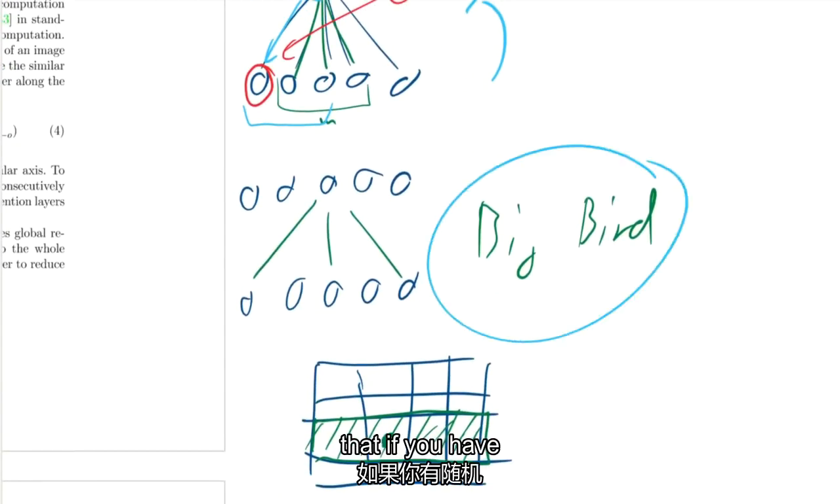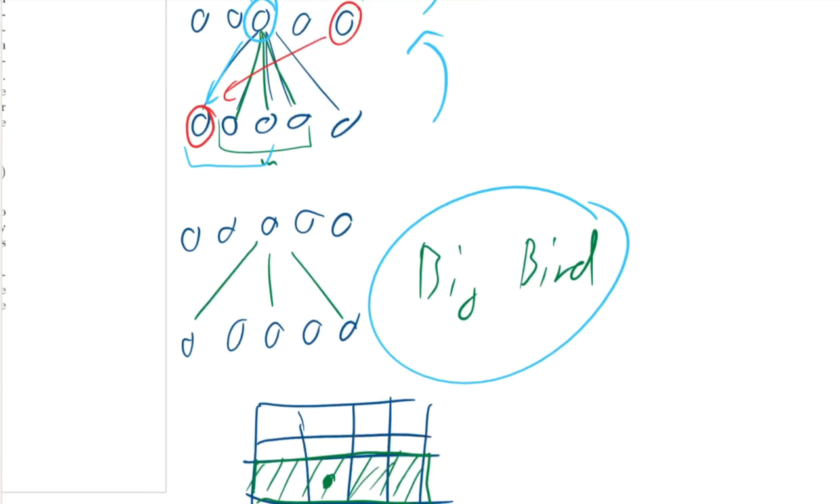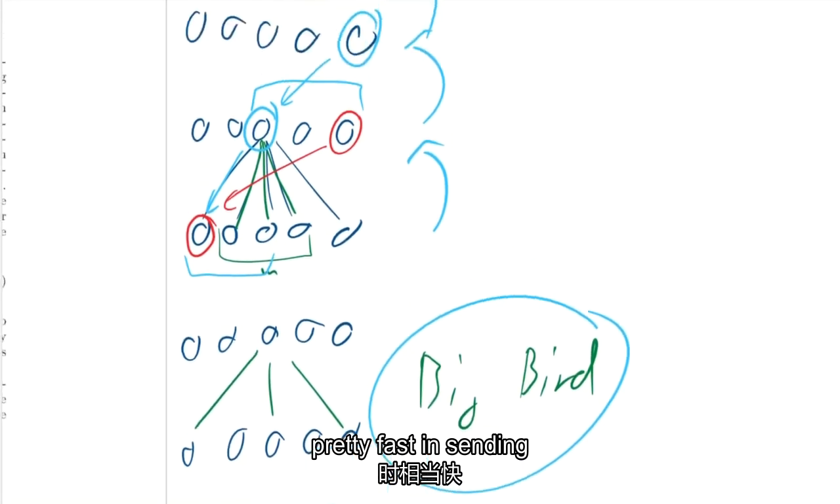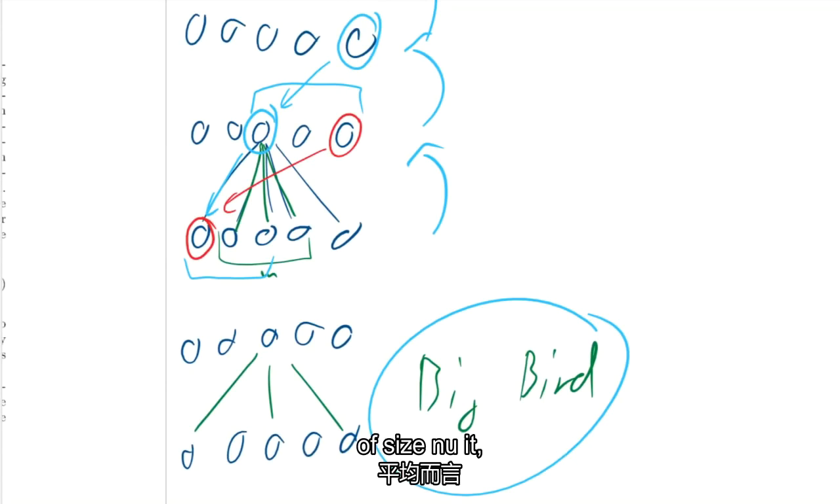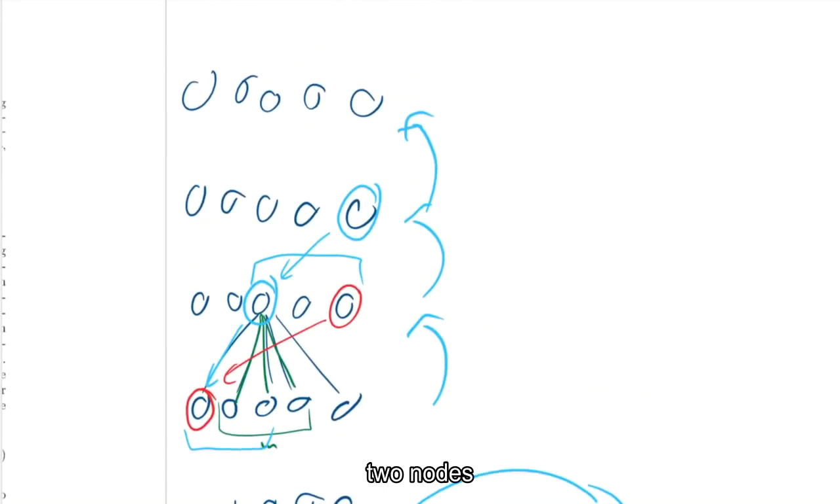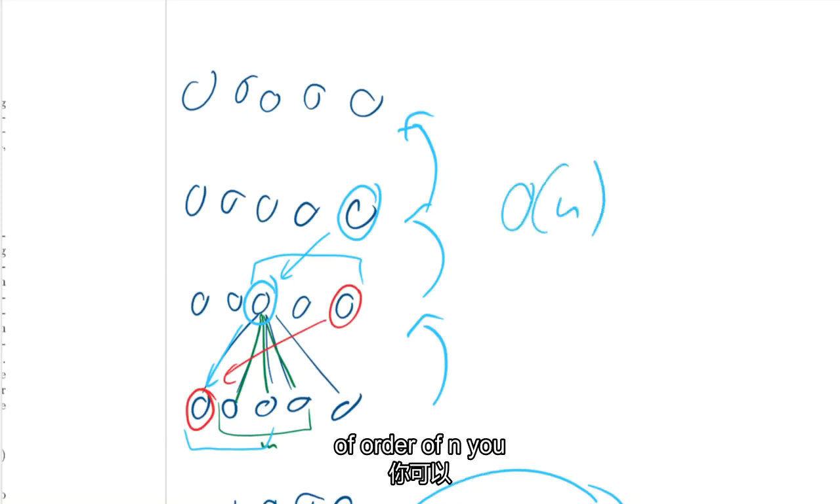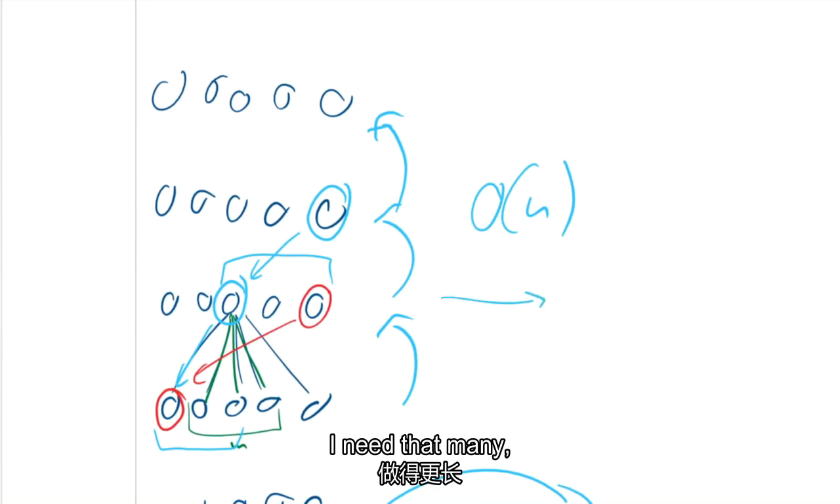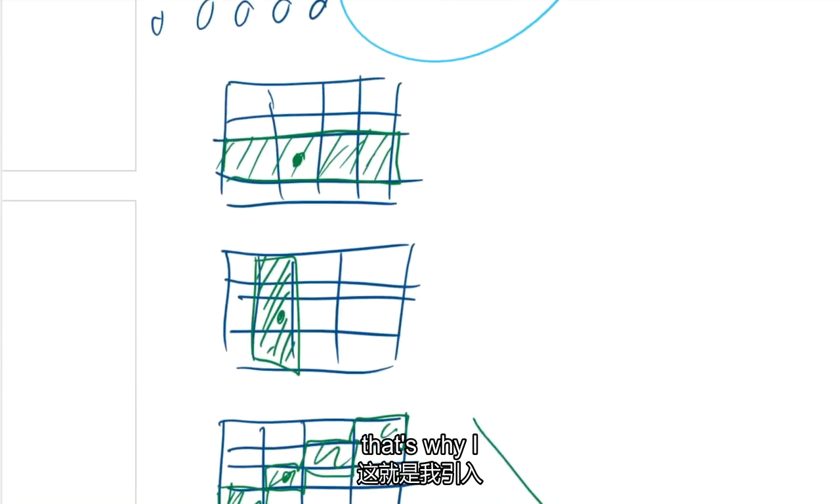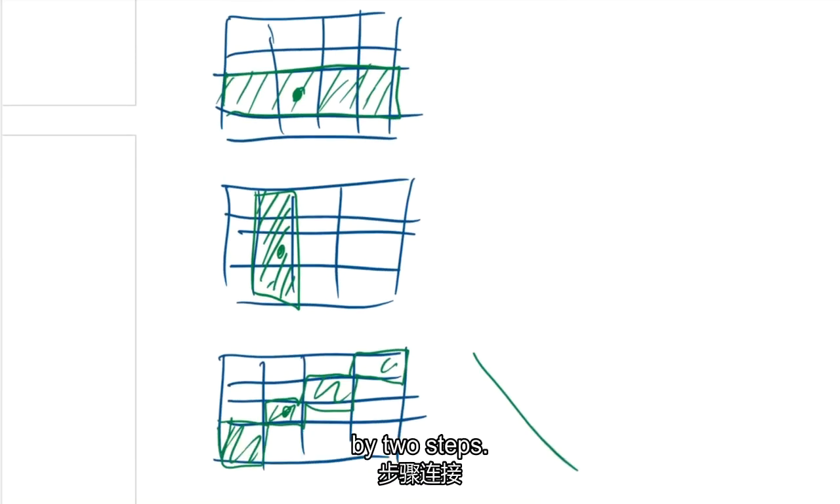Now, this paper Big Bird argued that if you have random connections instead of neighborhood connections, the property of random graphs means that you are pretty fast in sending information around. Because in a random graph of size n, on average, all 2 nodes are connected by path lengths of log n. This is much faster, because in this neighborhood thing, 2 nodes are connected by a path length of order n. You can pretty easily see that if I make the sequence longer, I need that many more steps to send it around. In fact, it's something like n divided by m, the neighborhood size. In a random graph, it's log n, and in this axial attention, that's why I introduced it, it's 2. Every 2 nodes are connected by 2 steps.